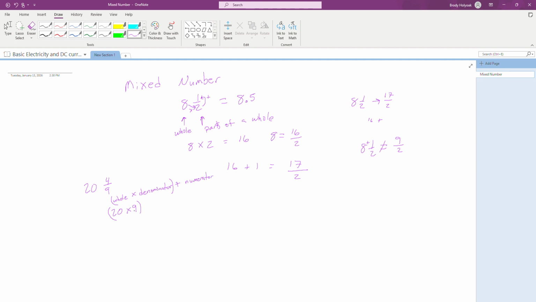So 20 times 9 is going to give us 180. So we get 180 here, and then we're going to add that to our numerator, which is 4, and that's going to give us 184. And so then when we convert that and put it all together, we get 184. My denominator carries over, 9. So 184 over 9 is the same as 20 and 4/9.